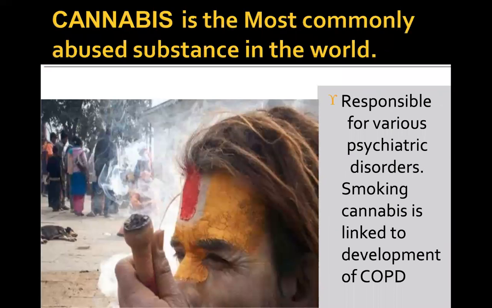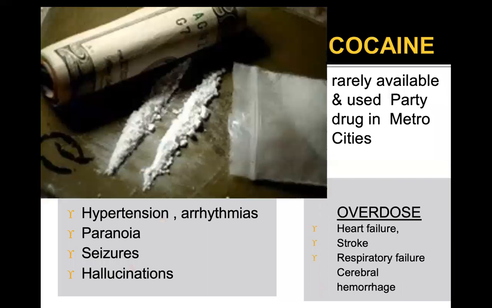Cannabis is the most commonly used substance in the world, and it is responsible for various psychiatric disorders. Smoking cannabis is also linked to the development of COPD. You can find the cannabis effects over there. Cocaine is rarely available and used as a party drug in metro cities.